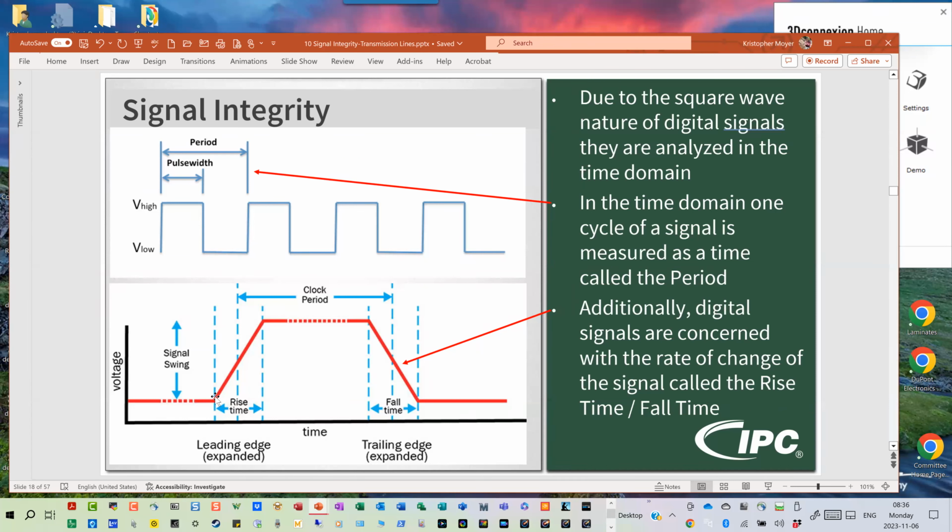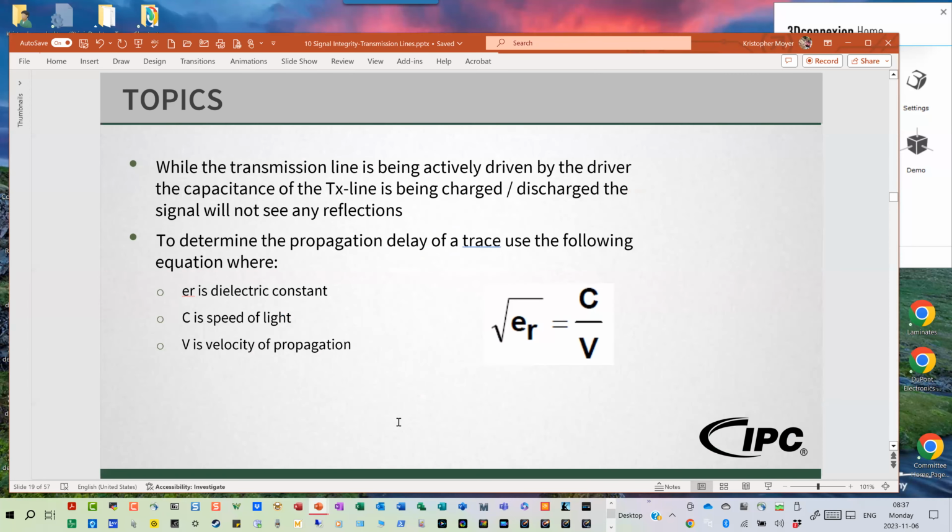So that total amount of time it takes to change from a 0 to a 1, we call the rise time, and the total amount of time it takes to change from a 1 to a 0, we call the fall time. Again, those signals are getting faster and faster and faster, so it becomes problematic.